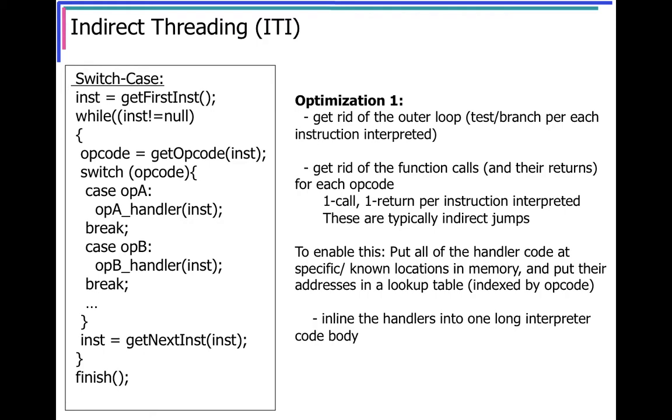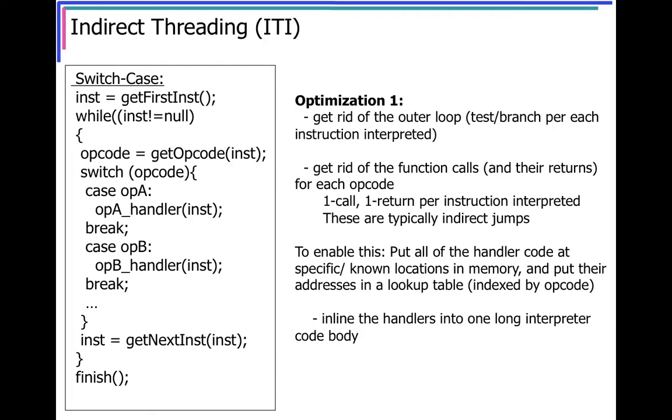So the first thing we can do to make this faster is get rid of the outer branch. The idea here is, why don't we just put the test and the get for the next instruction inside each of the handlers, and I'll explain this better in the next slide.